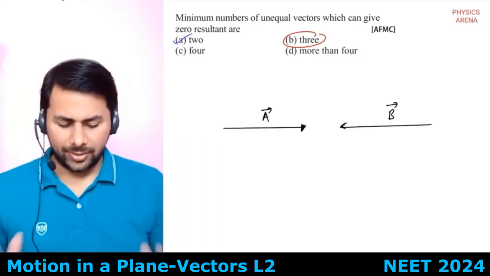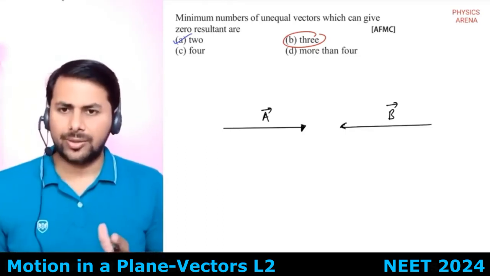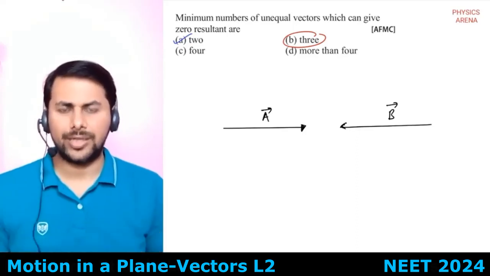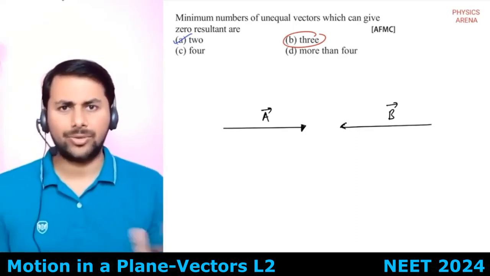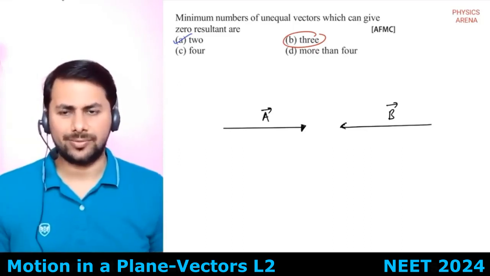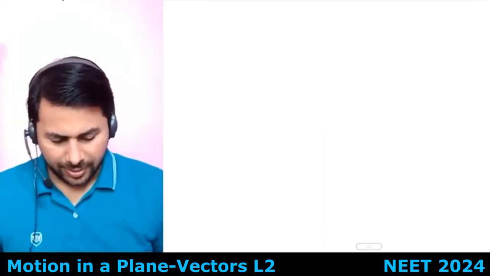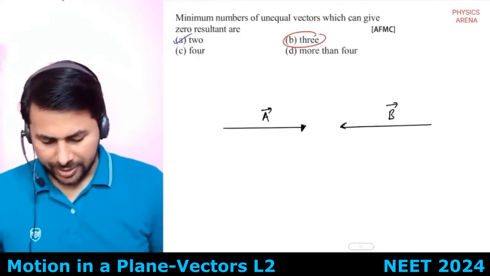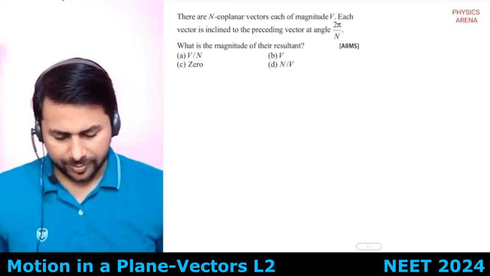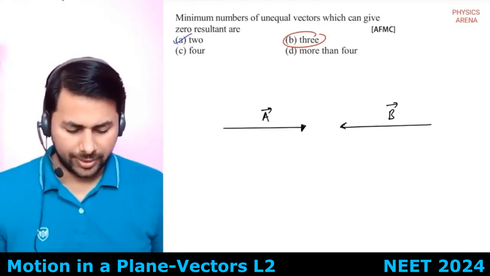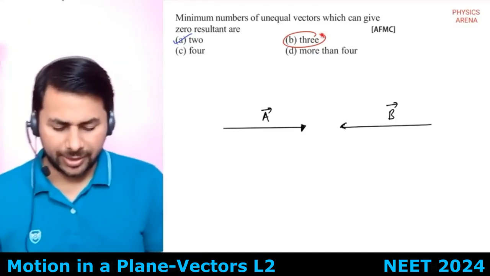So there is no compulsion on magnitude for two vectors to be unequal. Two vectors can be unequal if their magnitude is different, or their direction is different, or both are different. Okay, this is clear? Yes, sir. All right, so its answer is 2 definitely. But if vectors have unequal magnitudes only, and nothing is given about direction, then the answer would be 3.